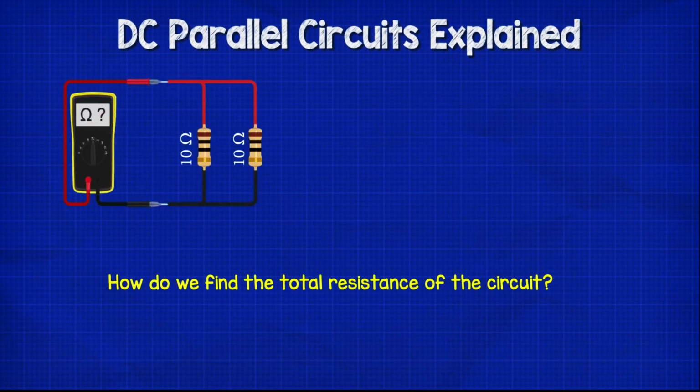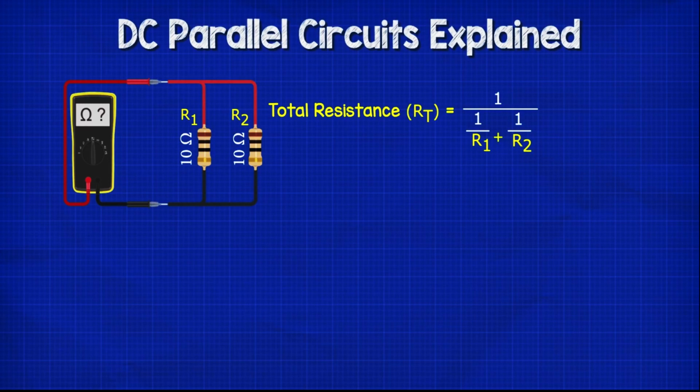Let's take this simple parallel circuit with 2 10 ohm resistors. How do we find the total resistance of the circuit? Well, we have to use that formula, which is RT, or resistance total, equals 1 divided by 1 divided by R1 plus 1 divided by R2. So we then replace the R1 and the R2 values with our resistor 1 and our resistor 2 values.